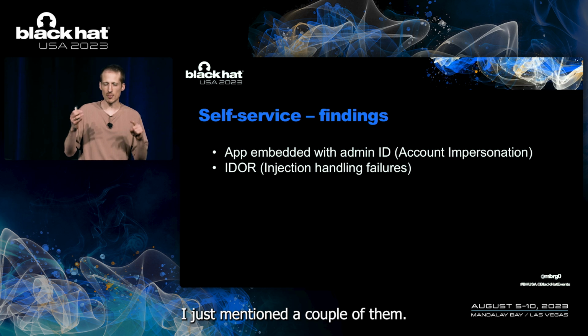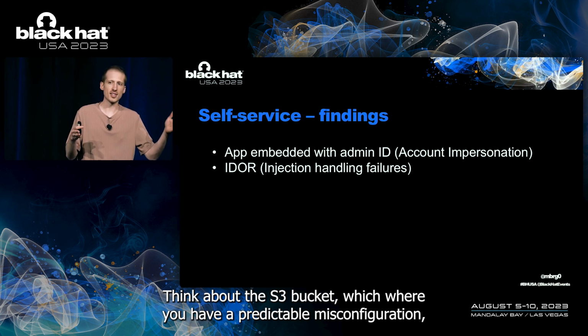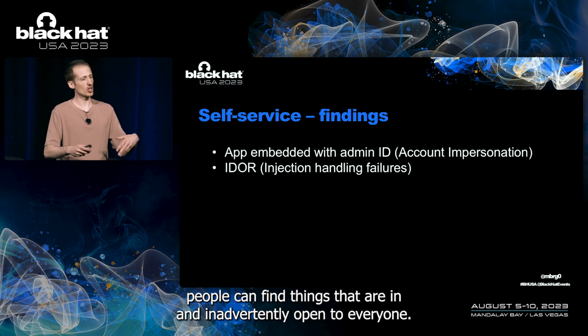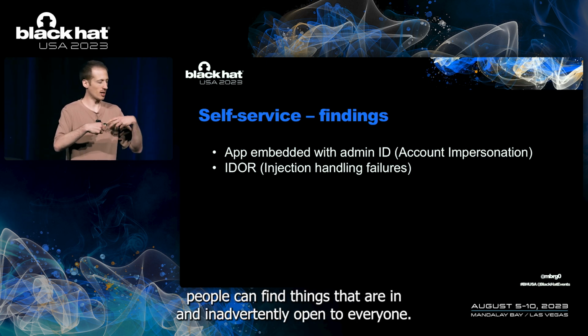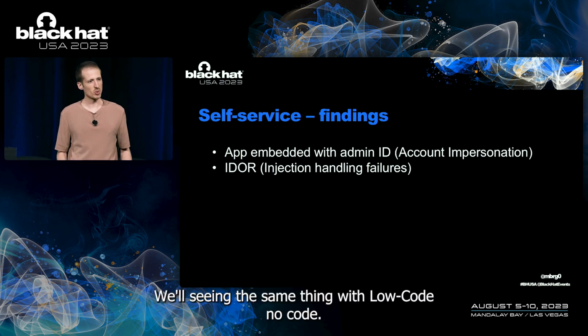I'll just mention a couple of them. One is misconfigurations, which we're seeing again and again. Think about the AWS S3 bucket, where you have a predictable misconfiguration. People can find things that are inadvertently open to everyone. We're seeing the same thing with low-code, no-code.